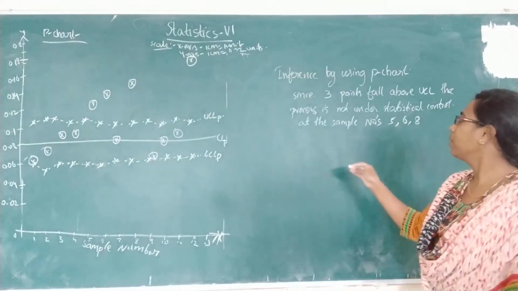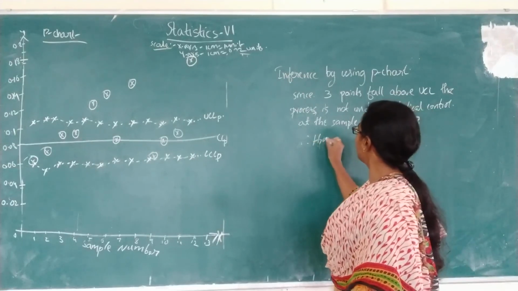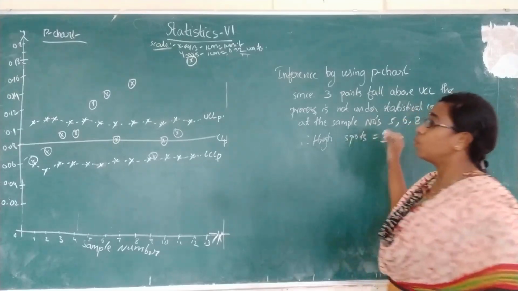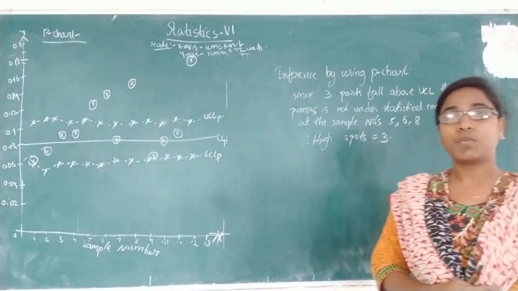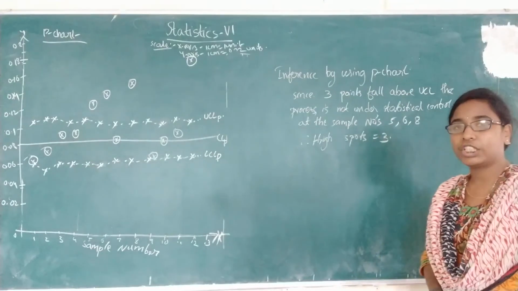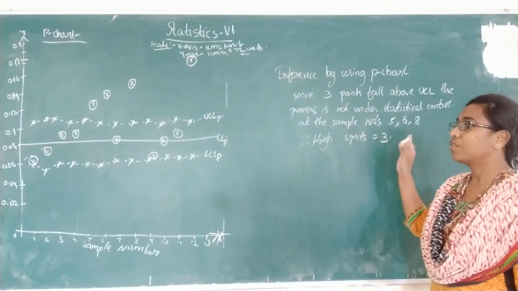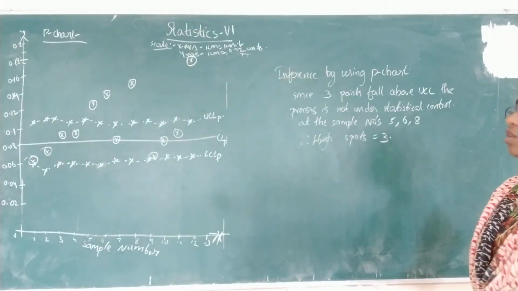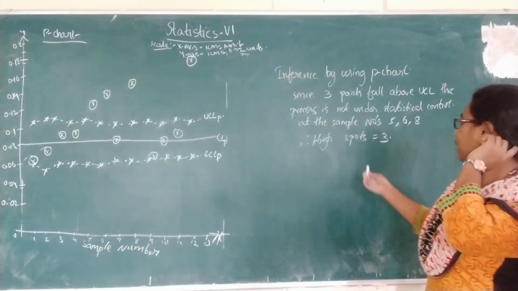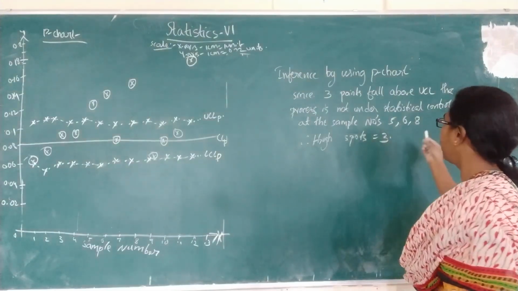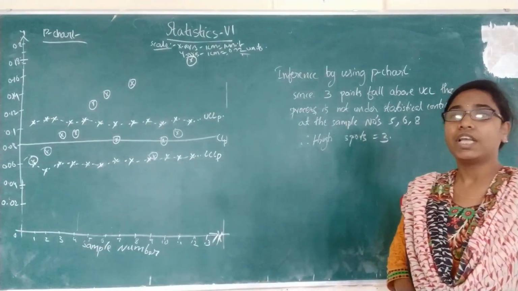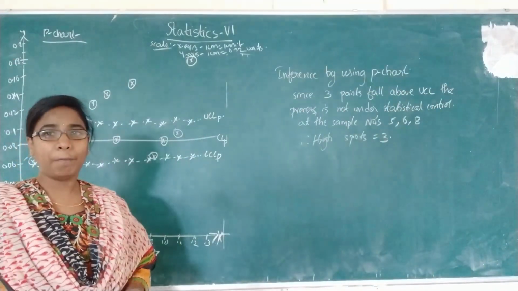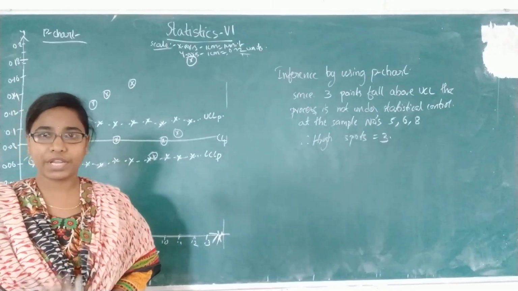So now what can we write? Therefore high spots equal 3. What does a high spot indicate? High spots indicate deterioration in the production process. So for the given problem, if we construct a P chart, we get the inference that the process is not under control, and since there are 3 high spots, we conclude that there is a deterioration in the process. So this is the construction of the P chart. Keep practicing the P chart problem since it is very important.